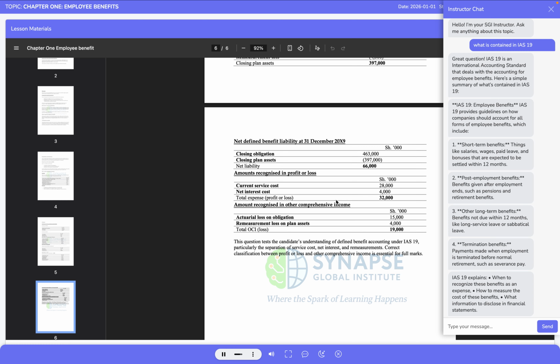In summary, IAS 19 is not merely about calculations, but about correct classification, disciplined presentation, and a strong understanding of why certain items affect profit or loss while others affect other comprehensive income. At CPA Advanced Level, mastery of employee benefits comes from combining conceptual explanation with structured numerical workings, exactly as we have done in this session.